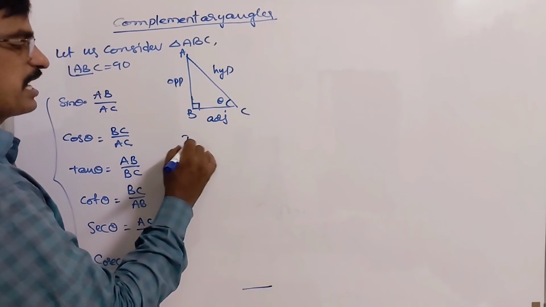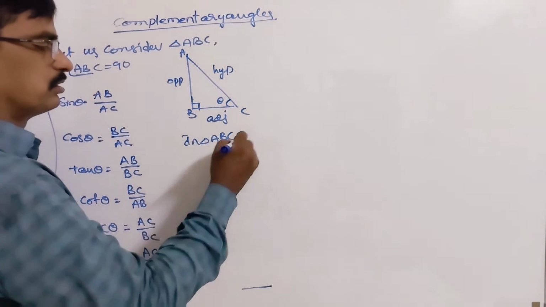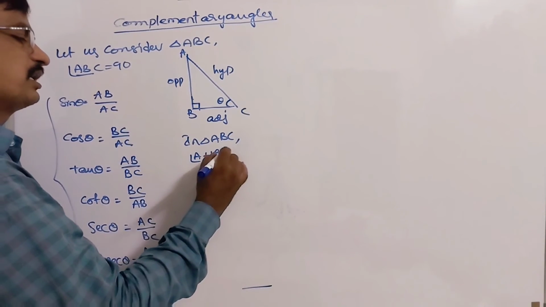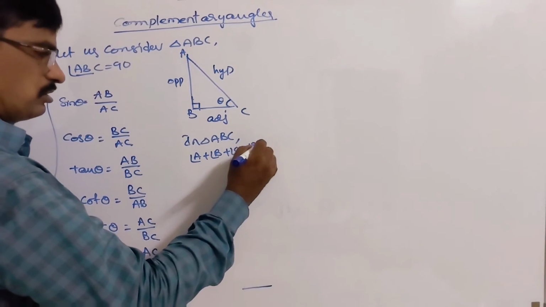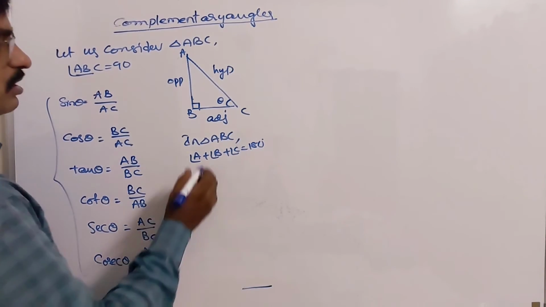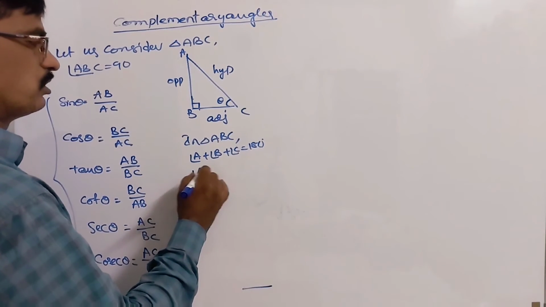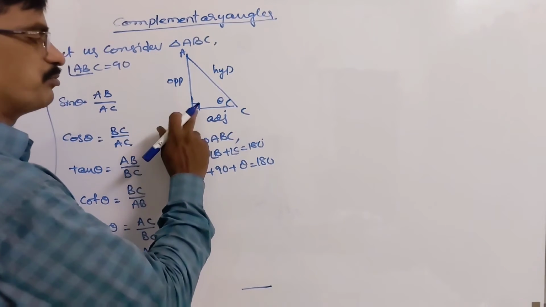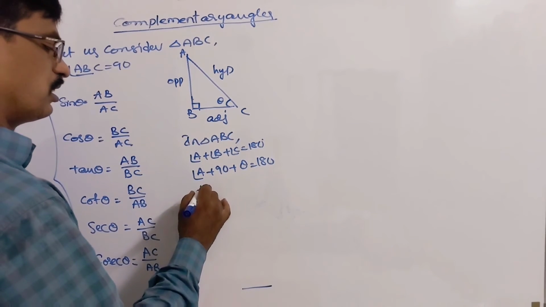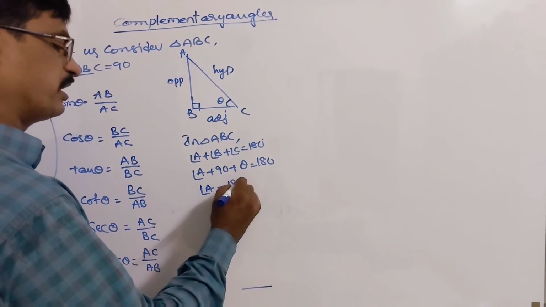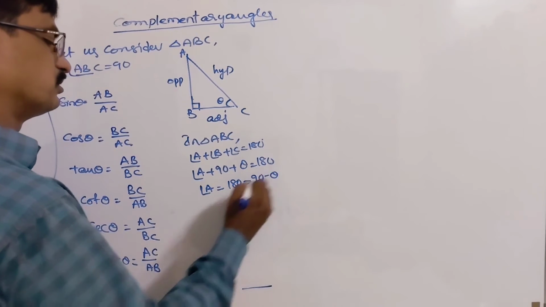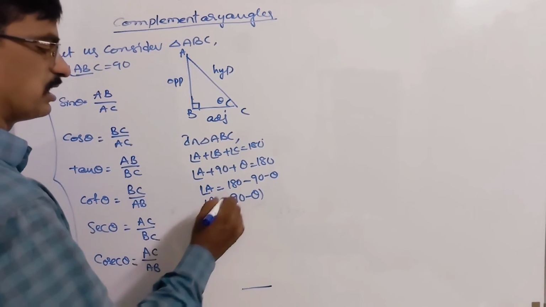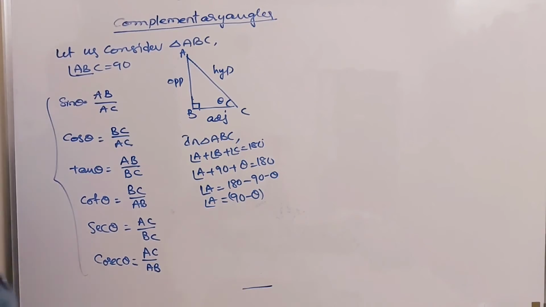Now we know that in any triangle the sum of the 3 angles is 180 degrees. Angle A plus angle B plus angle C is equal to 180 degrees. Angle A we don't know, angle B is 90, angle C is theta. Replace B and C values. Then angle A is equal to 180 minus 90 minus theta. That is, angle A is equal to 90 minus theta.